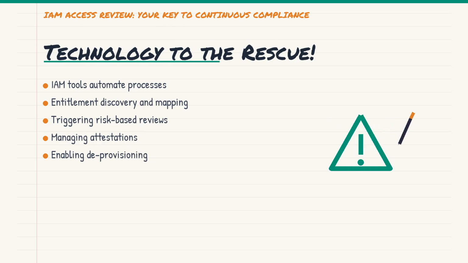Thankfully, we don't have to do this all with spreadsheets and manual emails anymore. There are fantastic IAM tools out there that automate much of this. They can handle entitlement discovery, map access to users, trigger reviews based on risk and schedule, manage the attestation process, and even initiate deprovisioning. These tools are essential for making access reviews manageable and effective, especially in larger organizations.